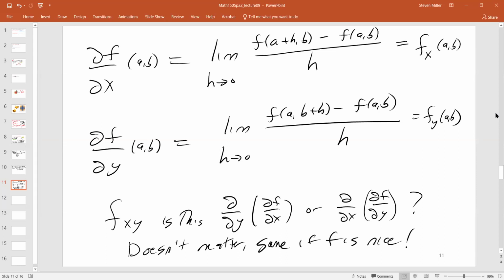So almost every function we look at is going to be such that it doesn't matter which order you differentiate. If you differentiate with respect to x and then y, that's the same as differentiating with respect to y and then x. But there is a canonical choice of which is which. We'll get to that later. So the definition of the partial derivative is not too bad. It's hold one variable fixed. If you have more than two variables, hold every variable but one fixed and just vary the other.